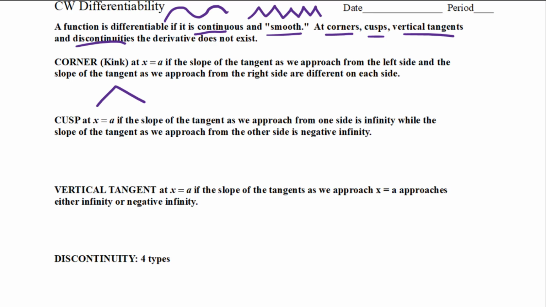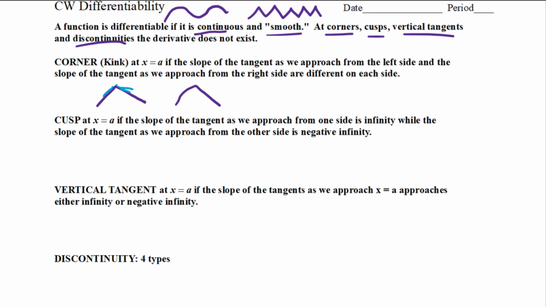So a corner is exactly what you expect, like the corner of a wall. The corner is defined as a place where the slope of the tangent as we come from the left side is different than the slope as we come from the right side. You can see we would have two different values. A corner does not need to be made up of straight lines. It could be made up of a curve, such as this, and then maybe a straight line. And if the slope is different when we get to that peak than on the other side, then it's not differentiable.